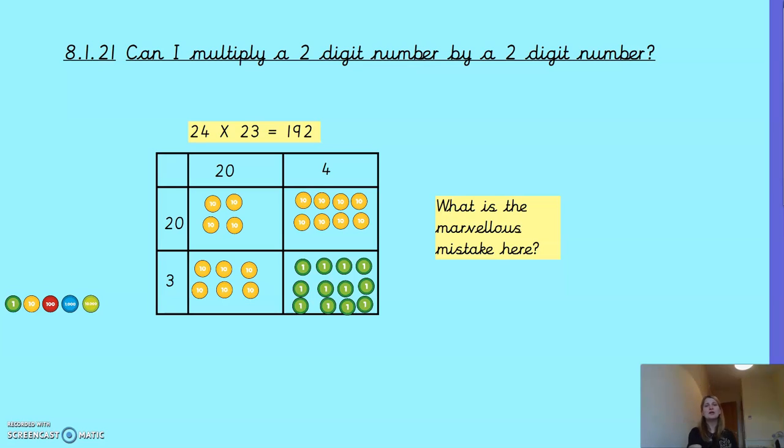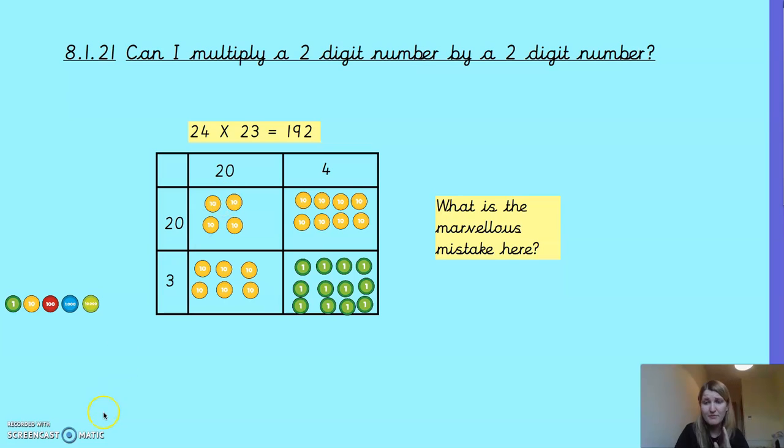I've got 24 times 23 equals 192. Is that correct? Looking at the answer straight away and using estimation, approximating, using your times table knowledge, does that sound right? If it doesn't, give me a pause, see if you can see where the mistake is. Okay, so we have tried to work this out using the grid method and place value counters. You can see we've added them into here.